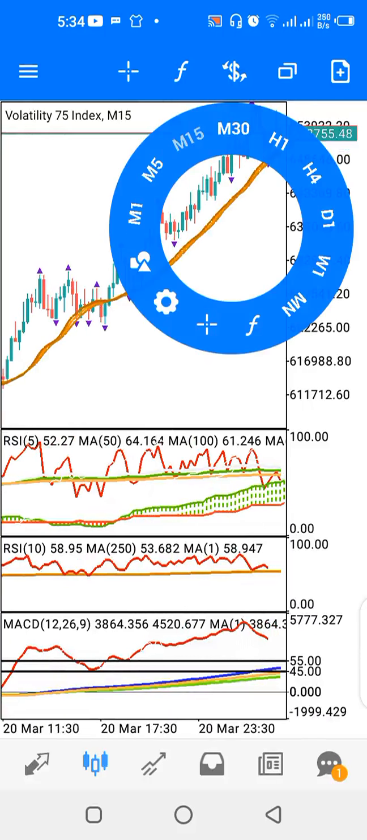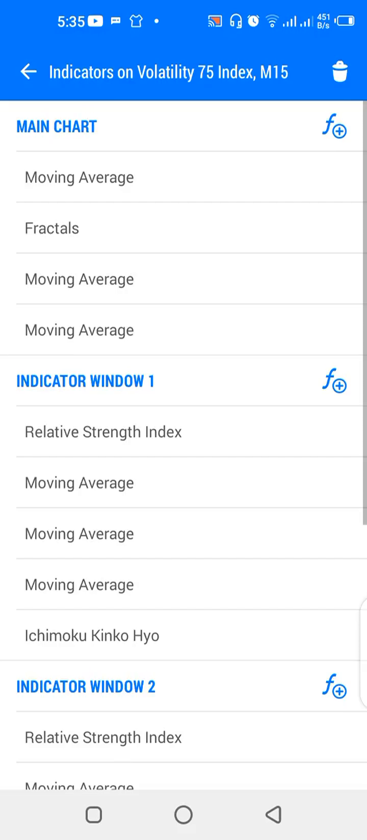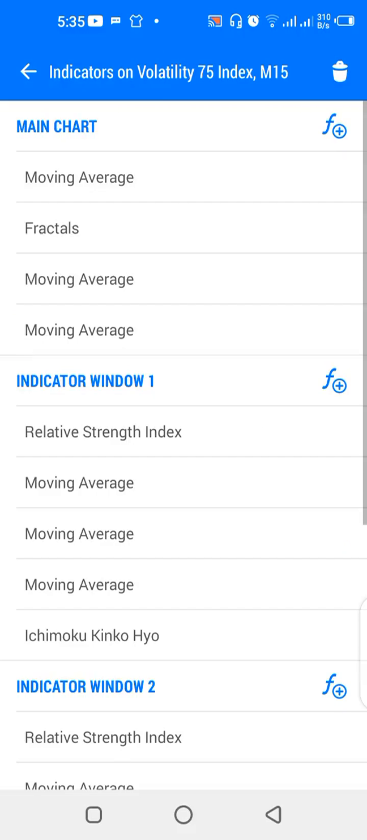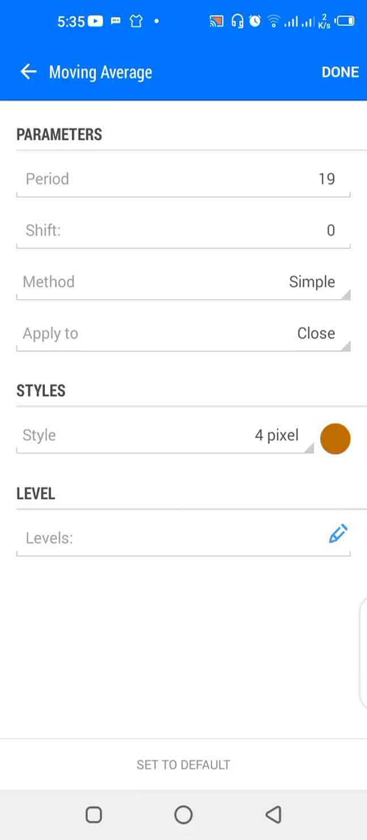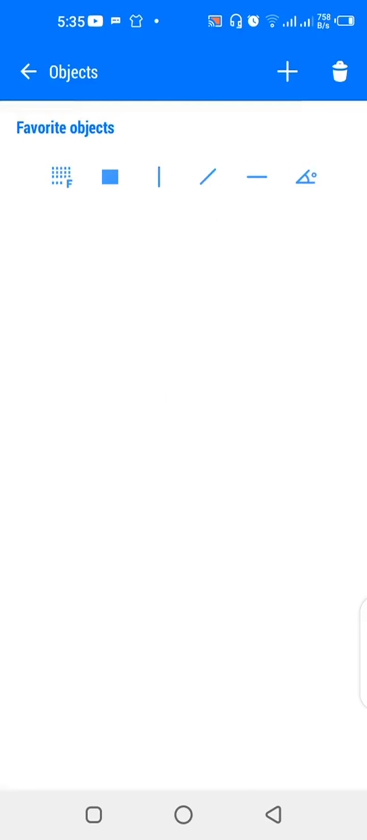Okay, that's for the main chart. We also have fractals to identify your point of price rejection at the support or resistance zone. Then this is a 21 period simple moving average, applied to close, color is also orange. And then we have a 19 period simple moving average, applied to close. Okay, color is also orange. So those are the 3 moving averages you have here.